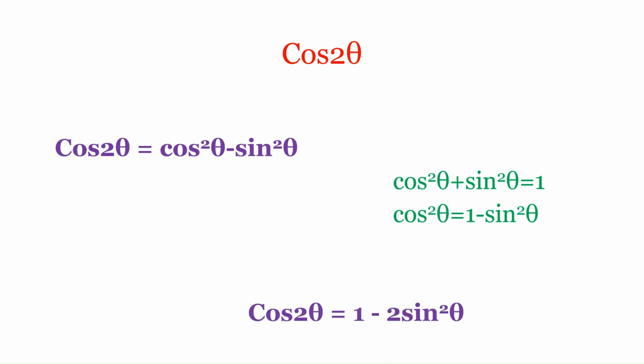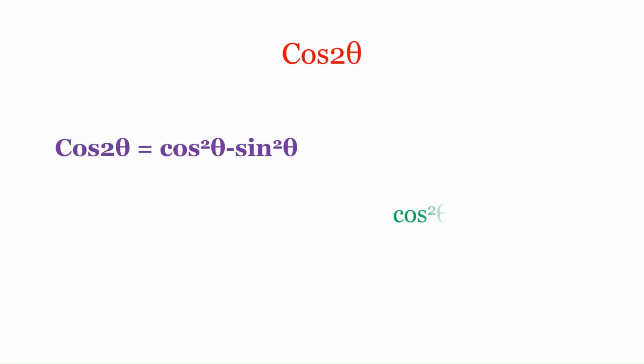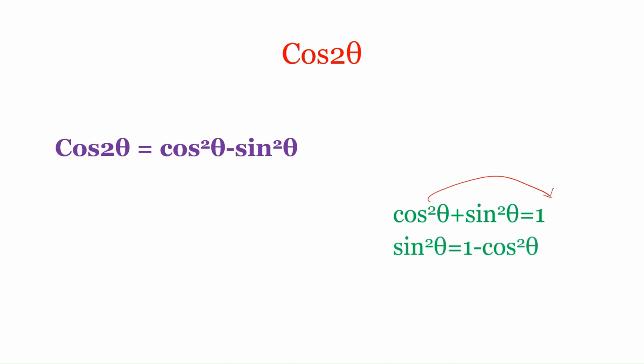Not only in this way, we can use another way also. In this case, we will just try to transpose the cos square theta to the other side. That makes sin square theta equal to 1 minus cos square theta. From the formula here, cos square theta we will write as it is. In the place of sin square theta, we will substitute this formula, that is 1 minus cos square theta. This is equal to cos square theta.